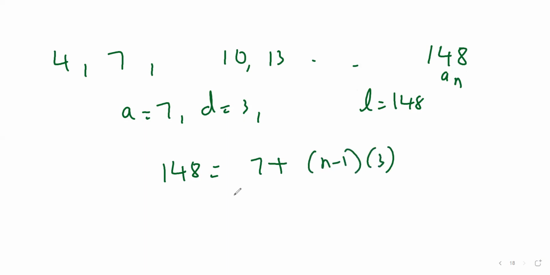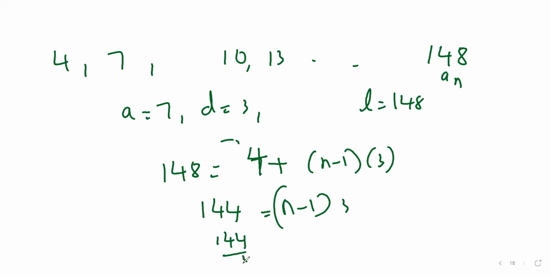D is 3. A is 4. So 144, taking that side, is equal to n minus 1 into 3. So 3 comes down. 144 by 3 is n minus 1. So what is 144 by 3? It will be 48, right? 48 is n minus 1, or the 1 gets transferred there. N is 49. Okay, so 49.